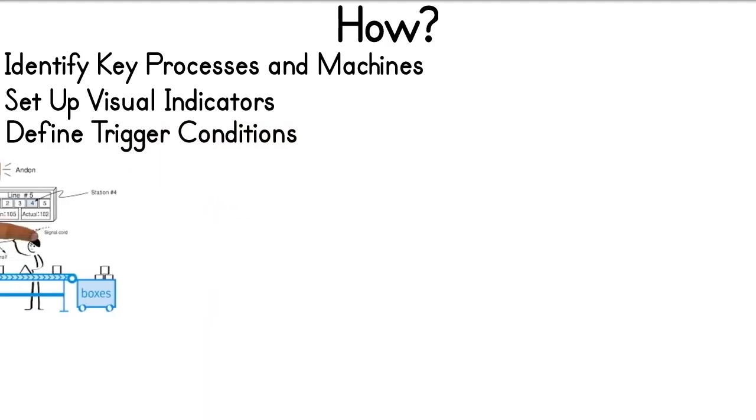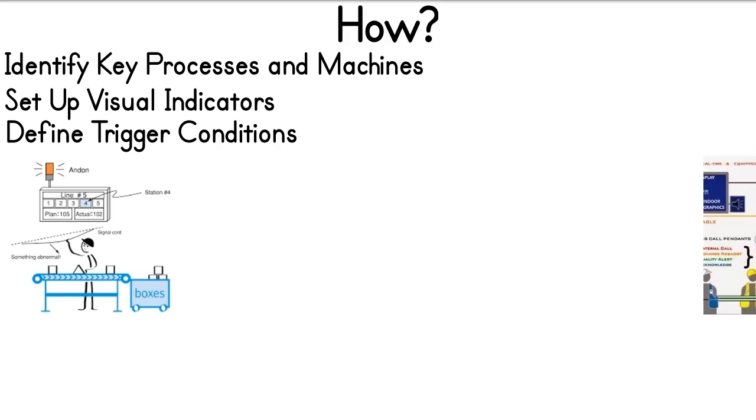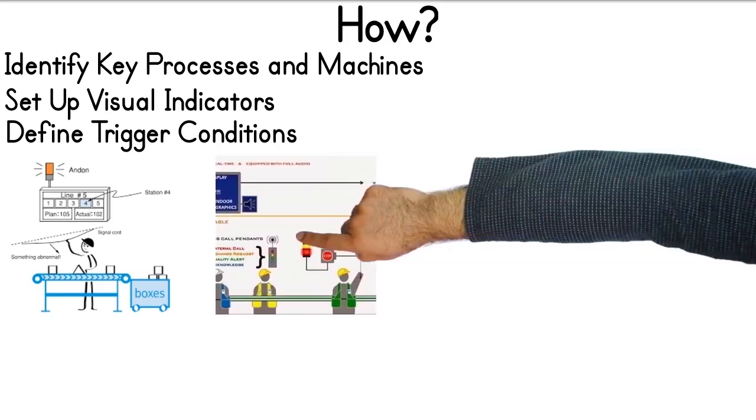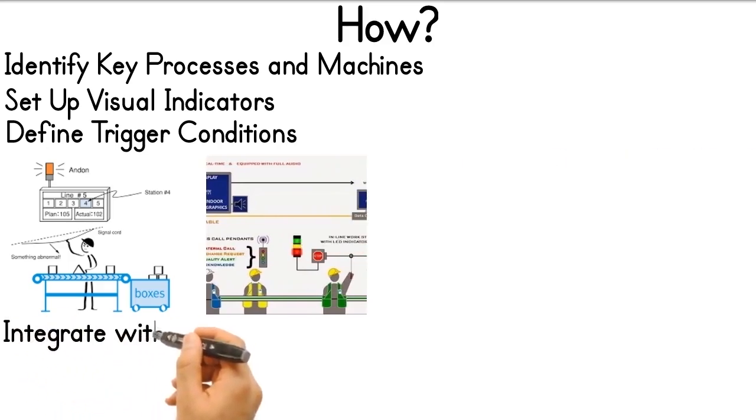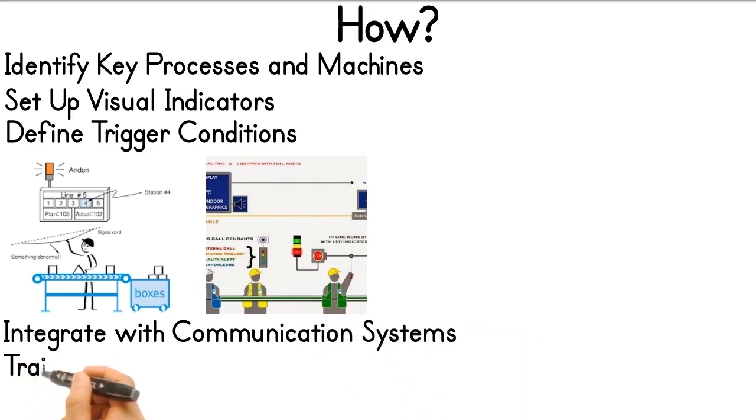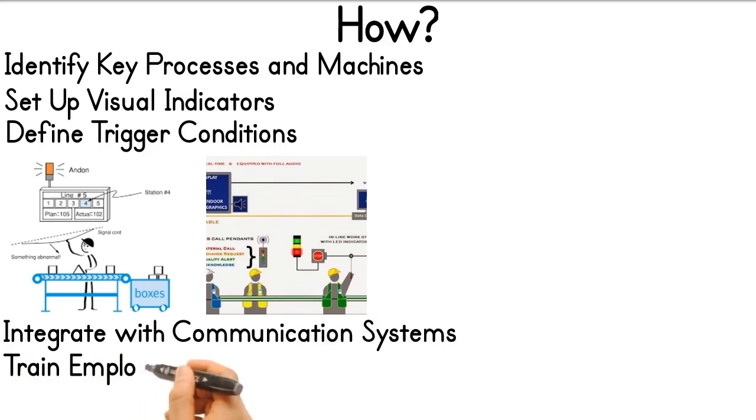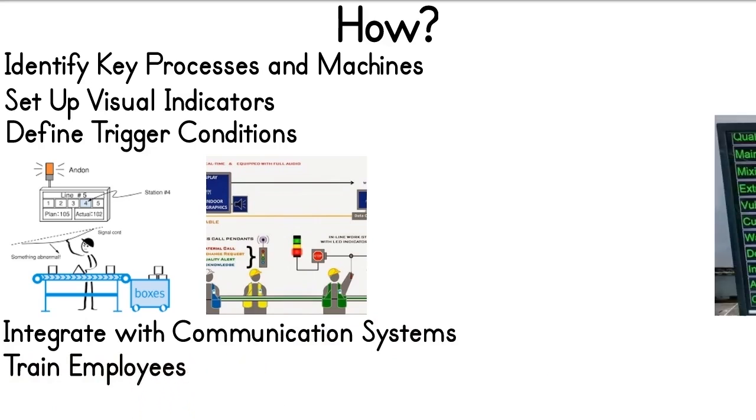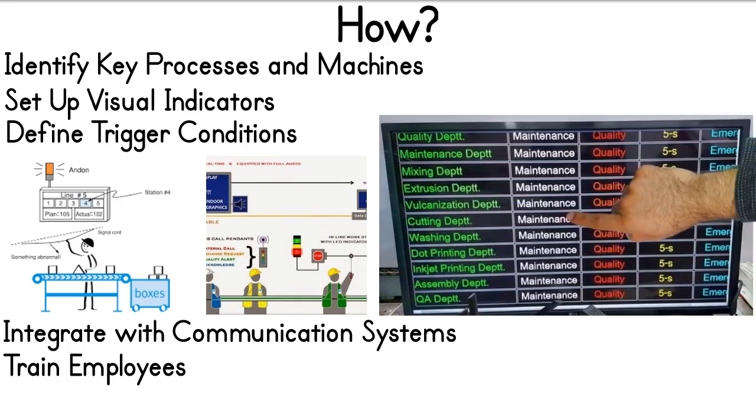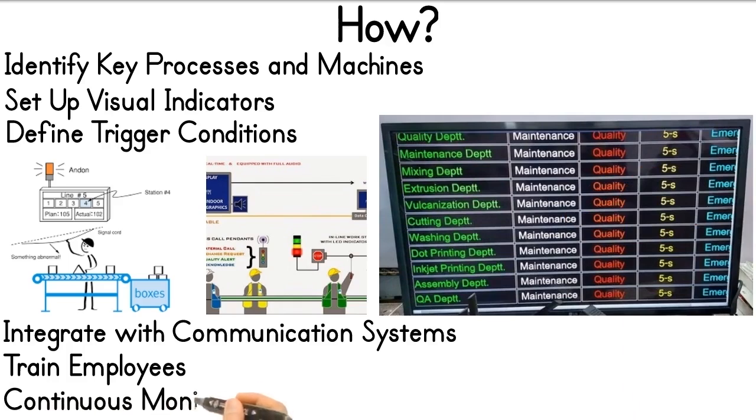These could be set for specific events such as a defect, a machine malfunction, or a delay in the process. 4. ANDON should be integrated with other communication systems such as alarms, notifications, or dashboards to ensure immediate action can be taken. 5. Employees must be trained on how to use the ANDON system. This includes understanding when and how to trigger alerts, how to respond to them, and how to resolve the issues that are flagged. 6. Once implemented, ANDON should be continuously monitored to track its effectiveness.